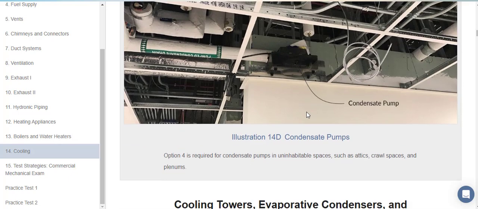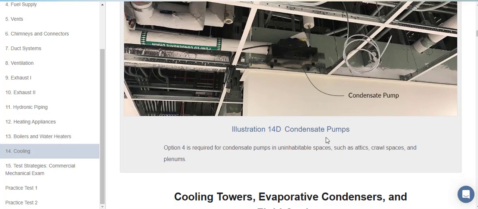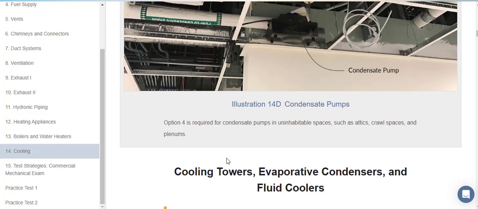Illustration 14D, condensate pumps. Option 4 is required for condensate pumps in uninhabitable spaces such as attics, crawl spaces, and plenums.